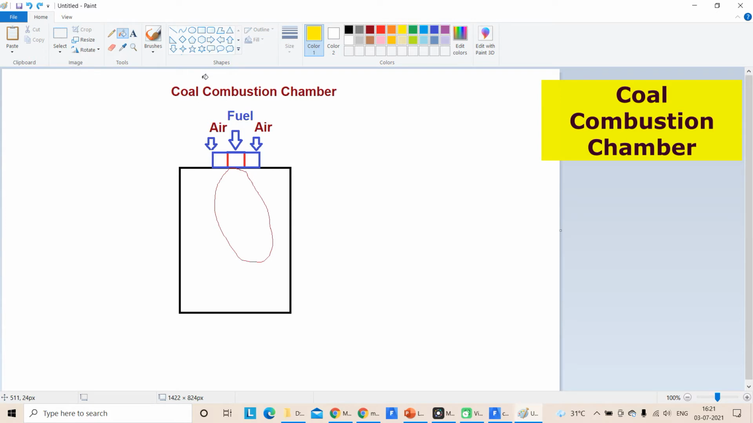But I have considered an axis symmetric problem only here. This is the central line. Only this half part is taken for the simulation, because I assume that this flame is formed only at the centre, because this is the axis symmetric problem.